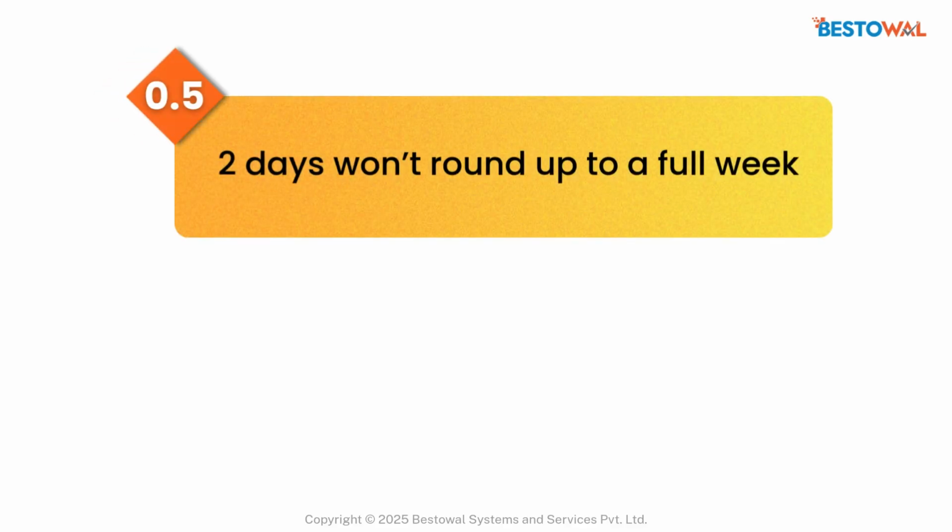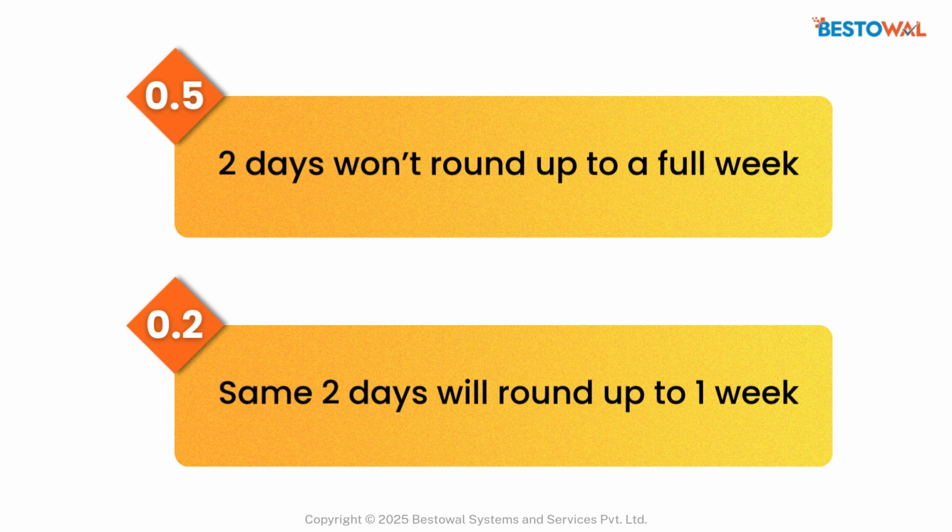Can you give a simple example? Sure. Imagine a retail company where transportation lead time from warehouse to store is 2 days. With a rounding threshold of 0.5, 2 days won't round up to a full week. With a threshold of 0.2, the same 2 days will round up to 1 week. This directly impacts when stock appears available, affecting service levels and inventory buffers. So, a small configuration change can shift supply by an entire week. Exactly. And that's why this parameter is so powerful.